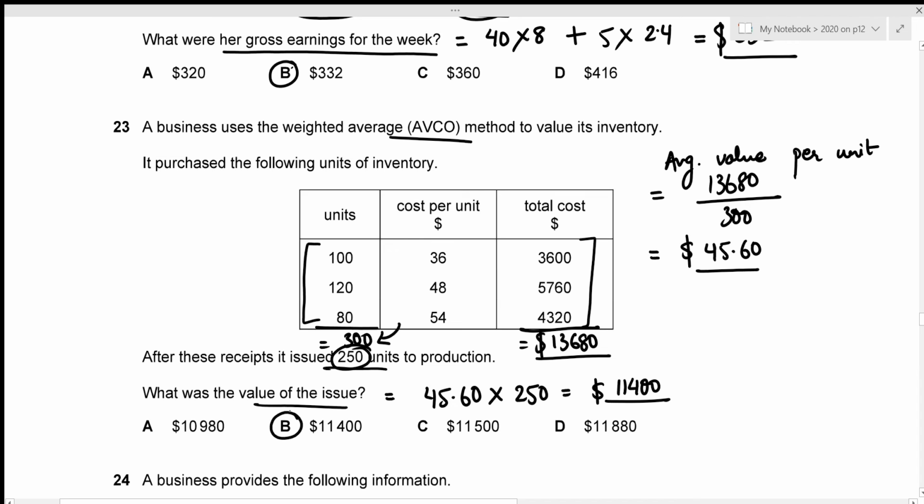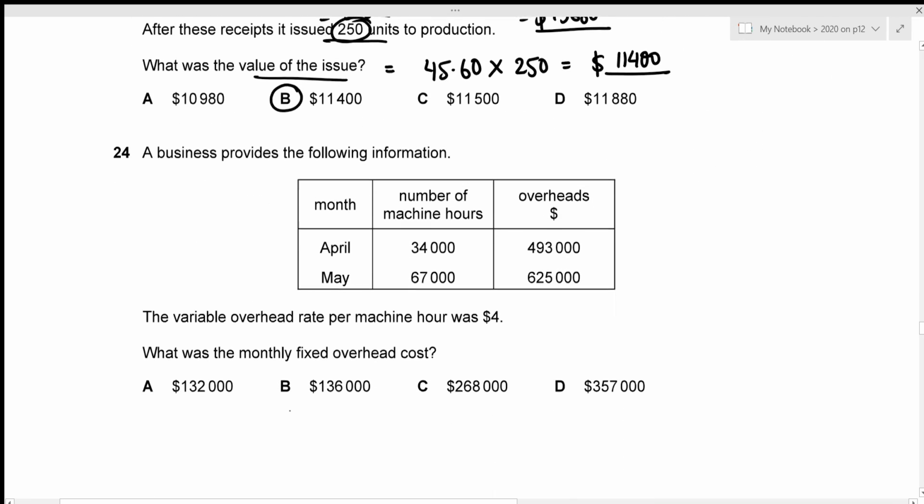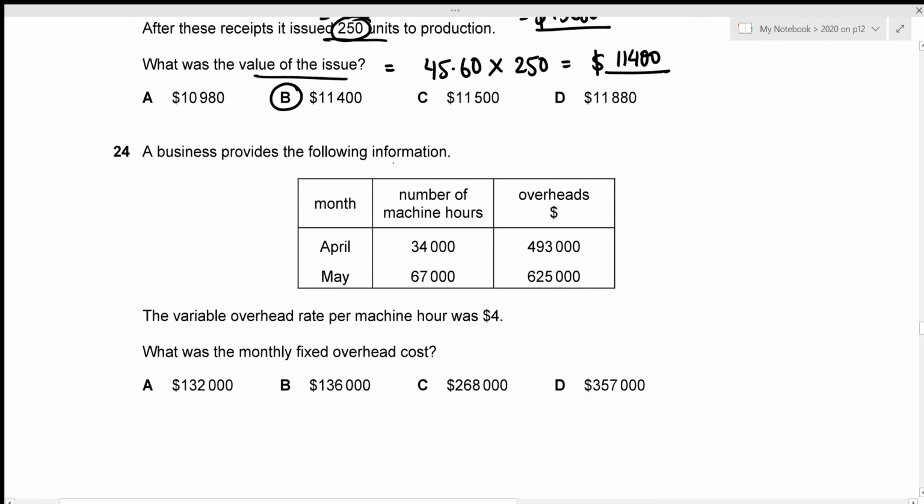Now we can move towards question number 24. A business provides the following information. Alright, we are told that the variable overhead rate per machine hour was $4. So this is basically the variable cost. And we need to figure out the monthly fixed overhead cost. Remember that our total overhead cost is just the number of units times variable cost plus fixed cost. Let's apply this formula to the information for April.